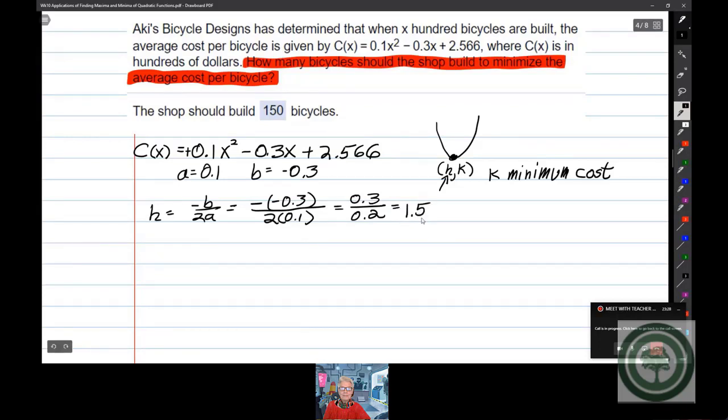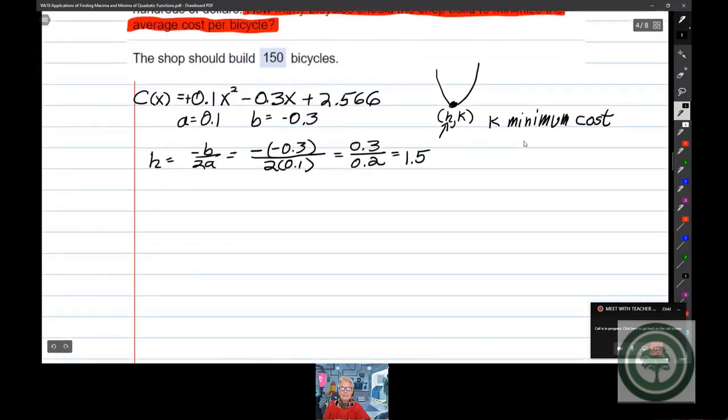So he or she or they should make 1.5 bicycles. Very easy. No, probably not. I don't want to get the half bicycle. No, no, no, this is 1.5. The number of bicycles is going to be 1.5 times 100, which will be 150 bicycles.